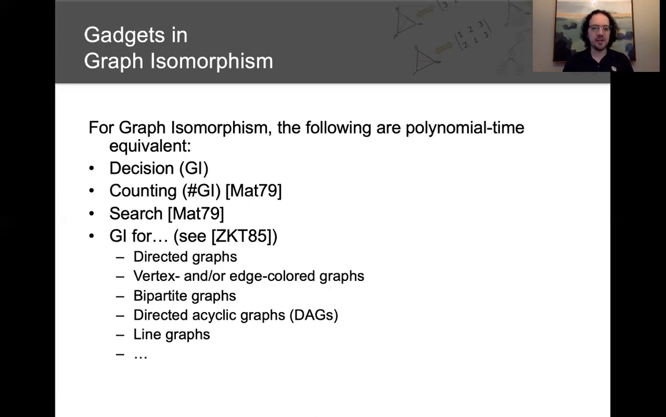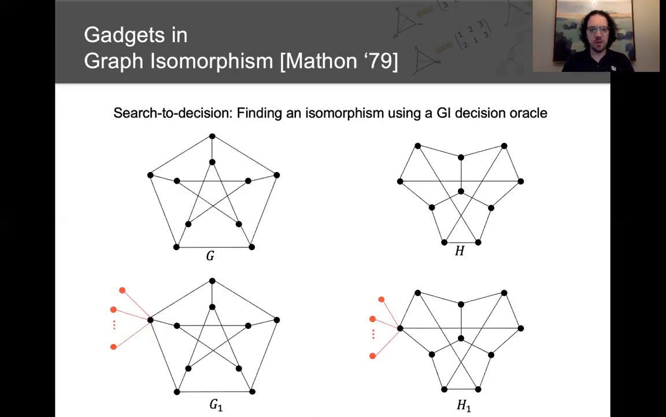Also, we know lots of classes of graphs where the isomorphism problem in that restricted class is equivalent to the general graph isomorphism problem. And again, these go by using gadgets. So what do these gadgets look like? Well, let's just as an example, look at the gadget for search to decision.